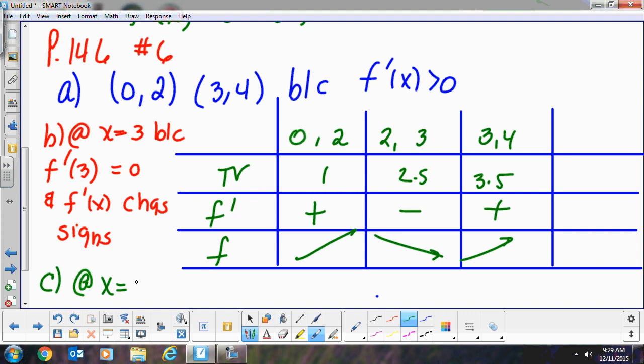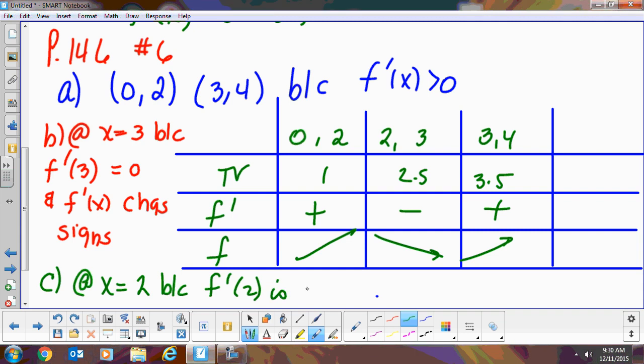x equals 2. f prime of 2 is undefined. It's not 0, it's undefined. There's a break there. And f prime of x does what? f prime of x changes signs. All right. Now, if f of 1 is equal to 1, can you use the answers to sketch?